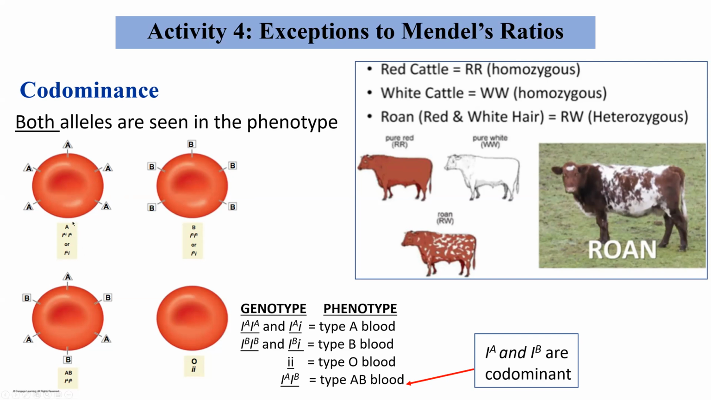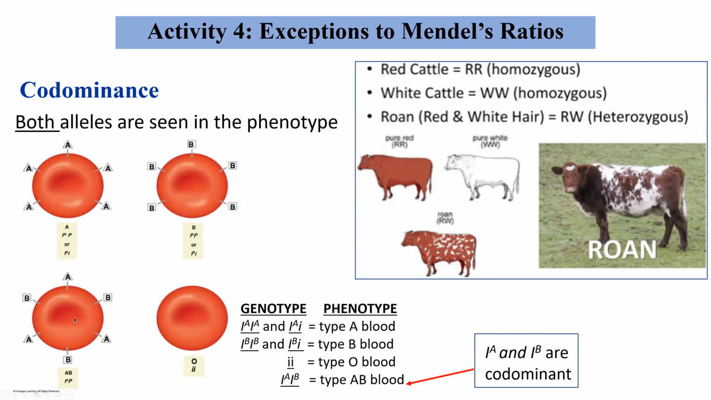Same thing if someone with type A blood received blood from a type AB blood individual, they can recognize these A proteins on the cell surface because they have those as well, so that's fine. But then they don't recognize these B proteins, so once again their body is in shock and can't receive that blood type. So that is how that would work.